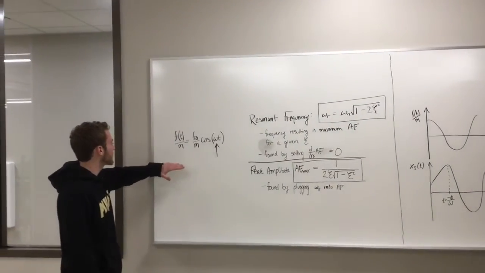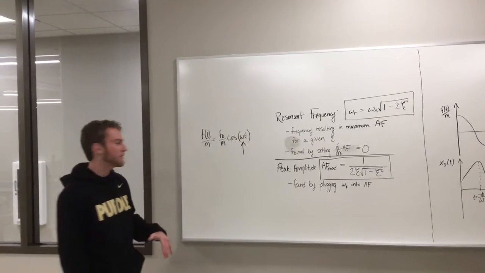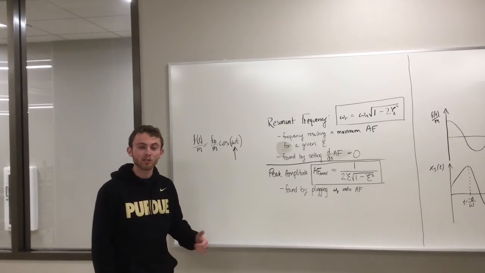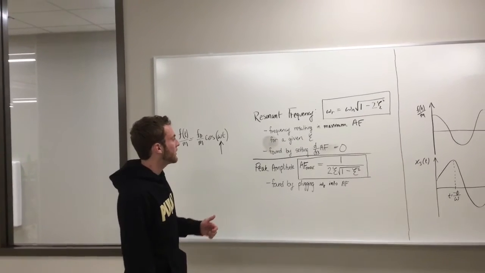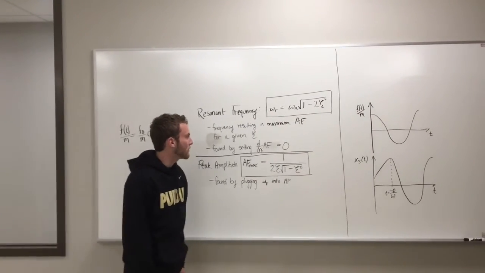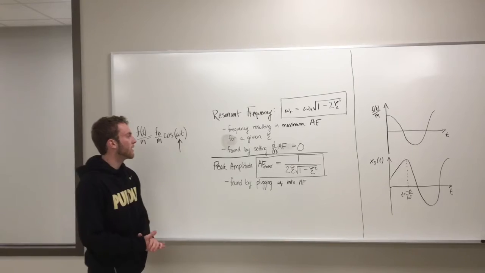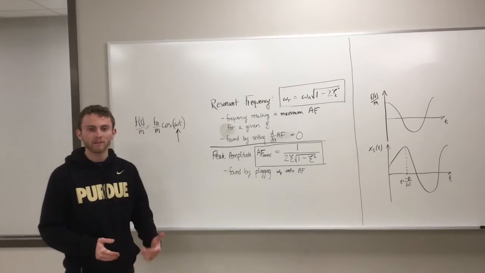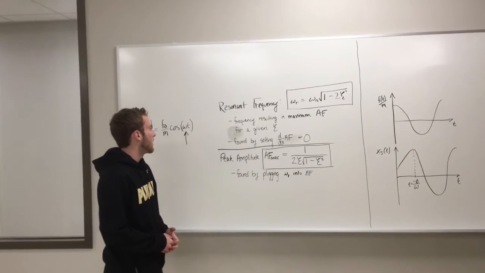So in class we learned about the resonant frequency. That's the frequency at which the forcing function can really drive up our steady state displacement. And that is equal to this equation up here. And we find that by setting the derivative of the amplification factor equal to 0.